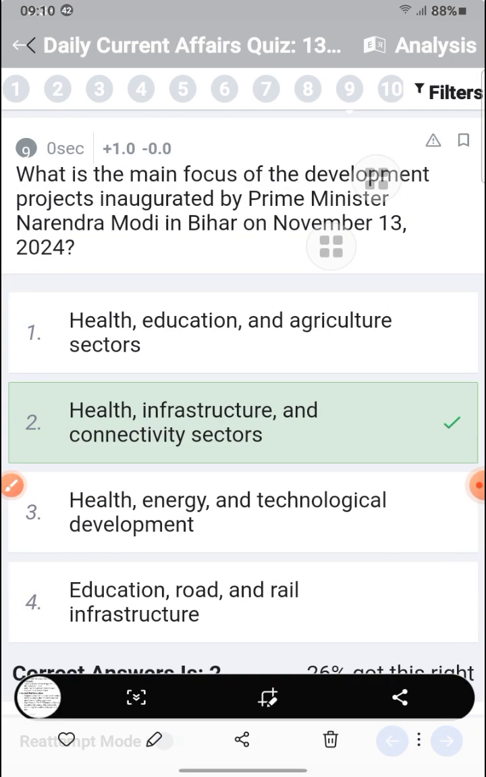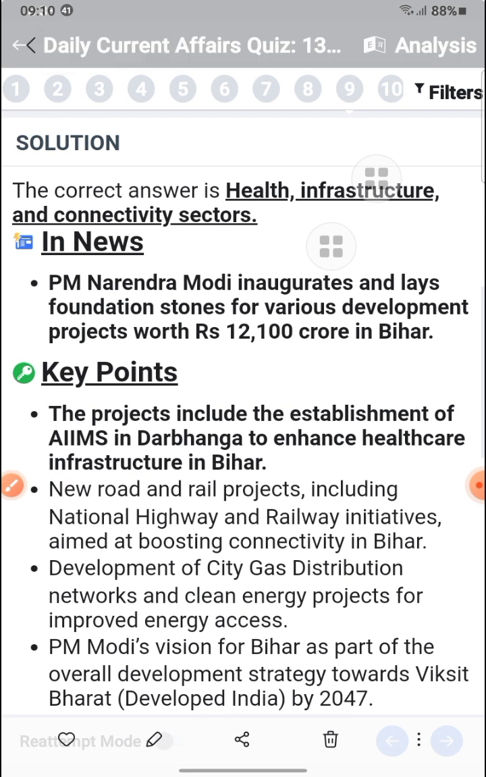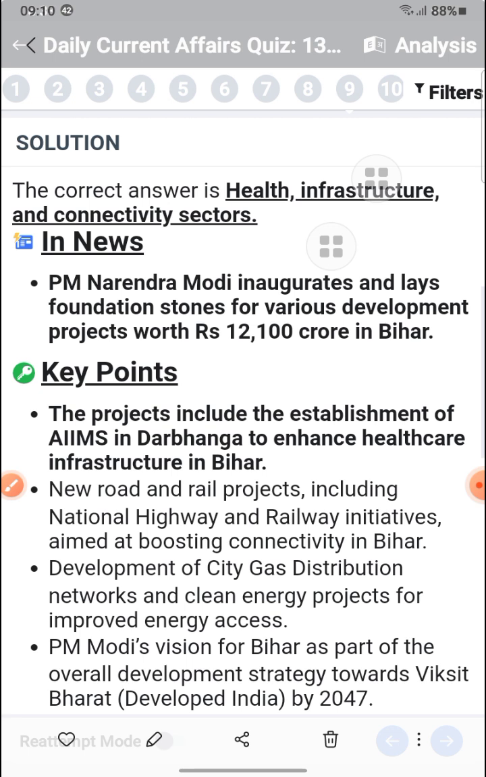What is the main focus of the development projects inaugurated by Prime Minister Narendra Modi? Bihar health infrastructure and the connectivity sector. So PM Narendra Modi laid the foundation of development projects worth 12,000 crore. The projects aim to enhance healthcare in Darbhanga. New roads are part of the projects, including national highway, railway, boosting connectivity, and city gas distribution energy projects.